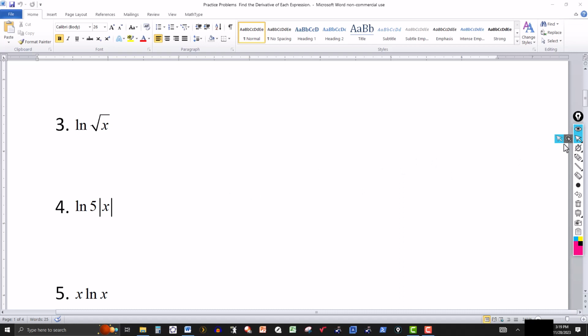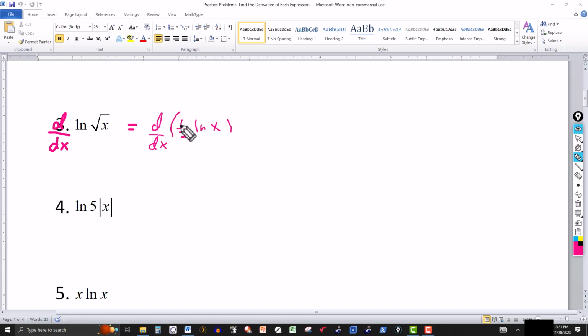And number 3, again, it's the derivative with respect to x of this expression. So this one I could rewrite. It's a natural log here. Properties of logs allows me to bring this out in front. So this would be 1/2 ln of x, because square root of x is x to the 1/2. So this would be the same thing. Write it this way.